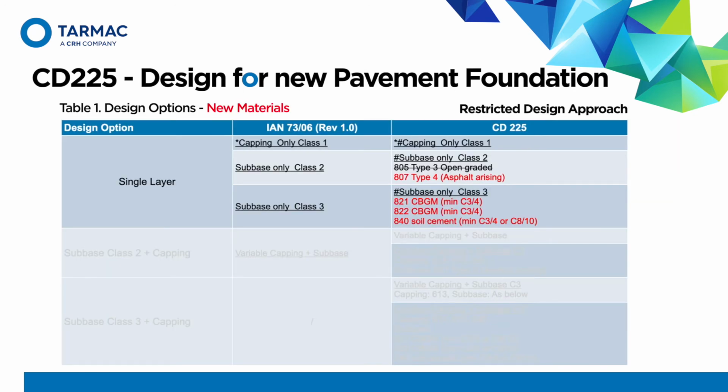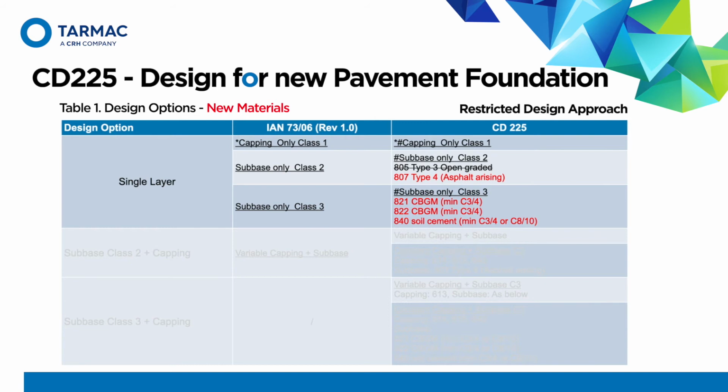So for the option of single layer, the categories capping only class 1, sub-base only class 2, or sub-base only class 3, the same option has been taken forward from IN 7306 to CD225. However, for the sub-base only, which uses class 2, material type 3, which is open graded, has been replaced by 807 type 4 asphalt arising.